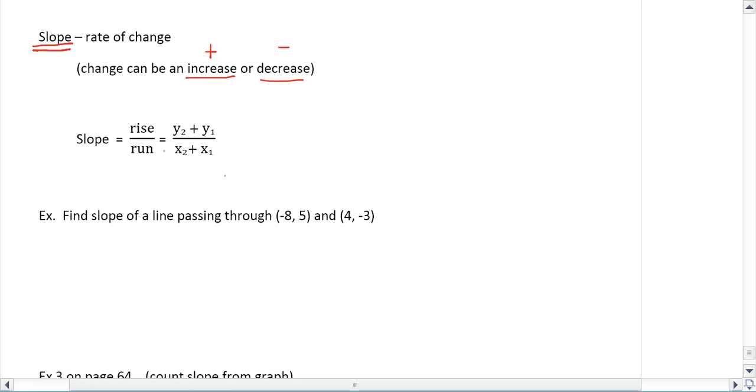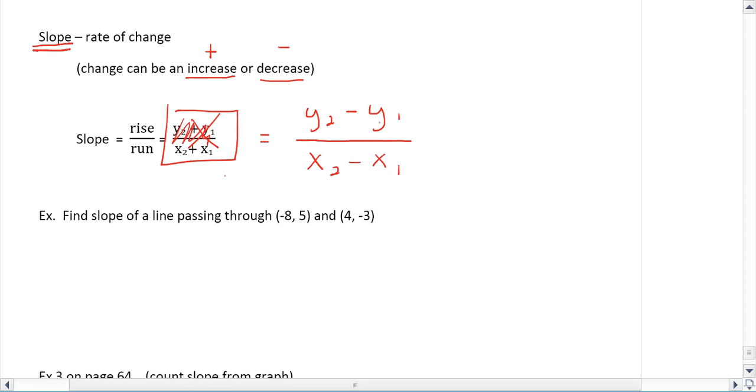And then algebraically, how we find it is this. All right, totally a typo here. Don't know how that happened. These should not be plus signs, so let's just fix this. So I'm just going to kind of cross this out. This should be y2 minus y1 over x2 minus x1. So forget this. This is the right one. y minus y over x minus x.